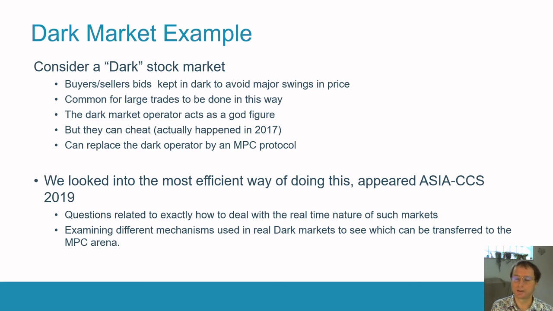So dark markets exist to kind of keep this information off the clear market, the so-called lit market, so the price swings can be mitigated. So you can put an order in, and your order doesn't actually affect the market until the order is actually met. In normal dark markets, the dark market operator acts as a godlike figure, but they can cheat. They can do what's called front running.